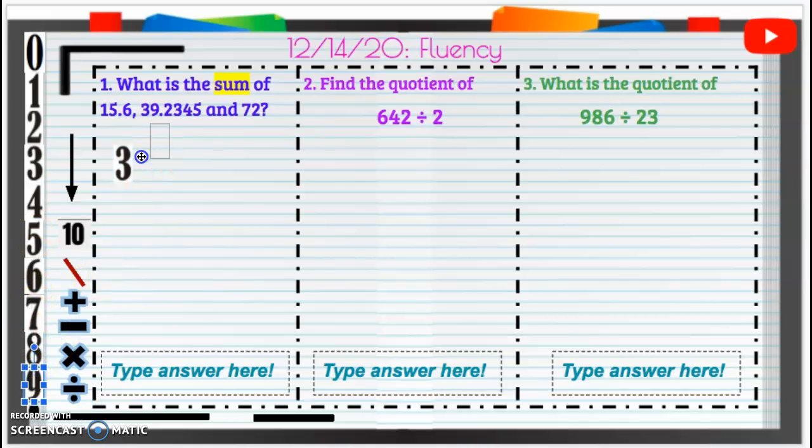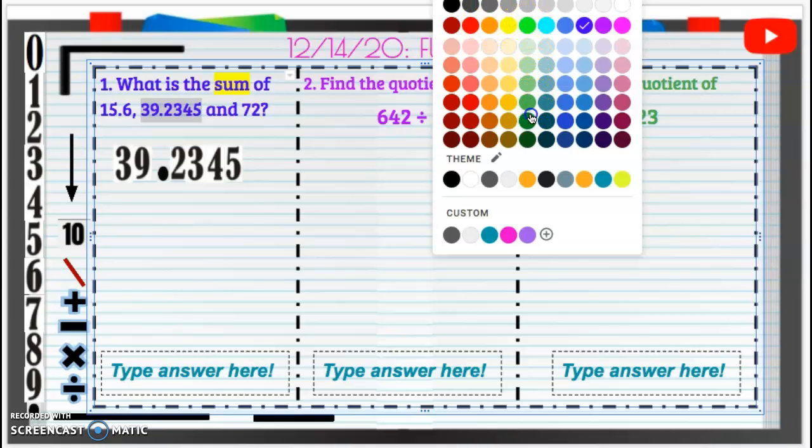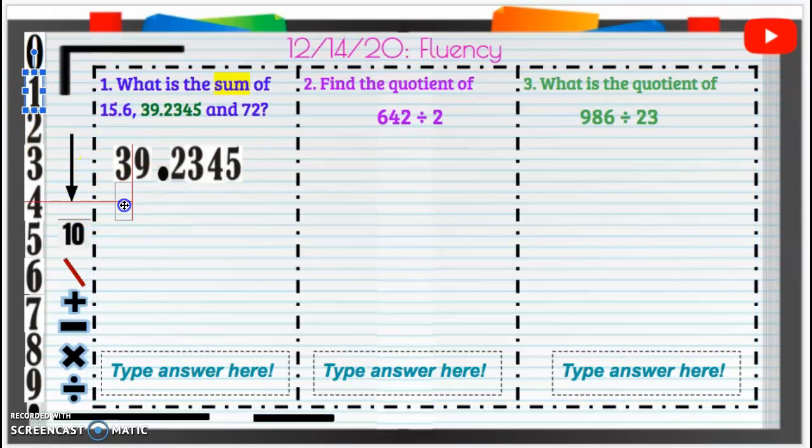So we have 39 with that decimal here. 2, 3, 4, 5, plus, so I have that one. Check. I'm going to put that in green because I got that one done. 15 and 6 tenths, so 1, 5, and 6 tenths. And then we have 72.